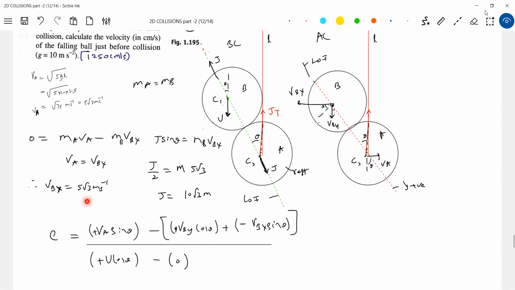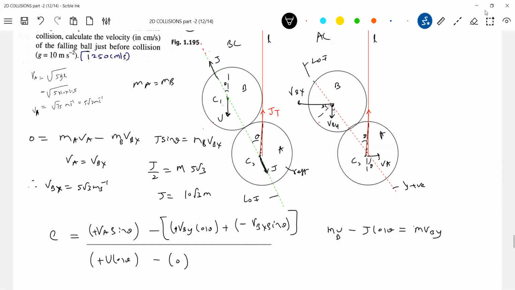So what all do we know? We know VBX, we know VA, and we know U, and we know E equal to 1. Solving, we will get VBY. After getting VBY, I'll apply the impulse concept. So what is the impulse? MU minus J cos theta should be equal to m VBY.